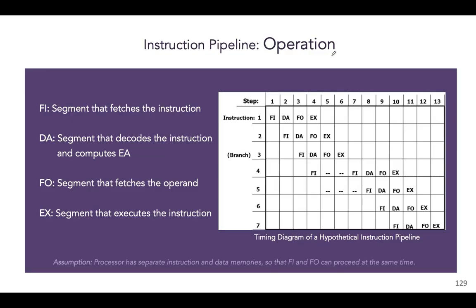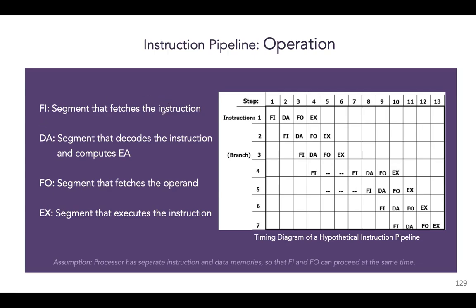Alright, now let's try to understand the operation of an instruction pipeline using a timing diagram. This is a timing diagram for a hypothetical instruction pipeline, and this pipeline consists of 4 segments. The 4 segments are FI, DA, FO, EX.